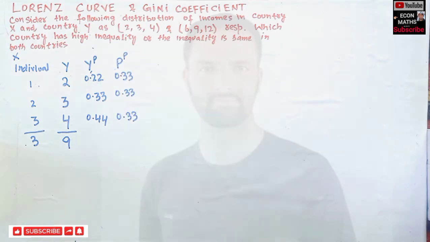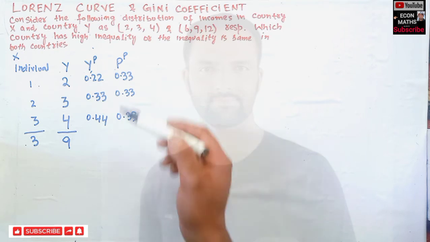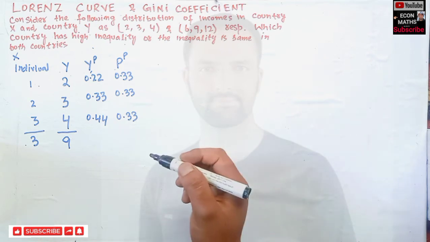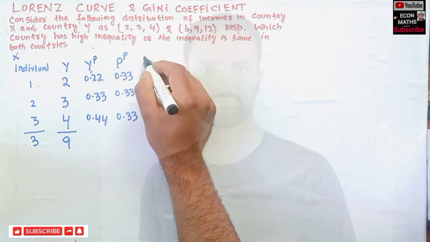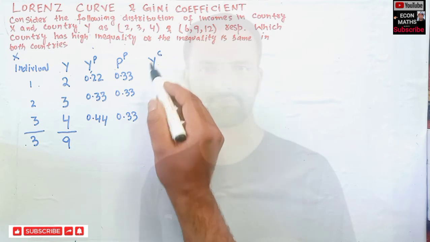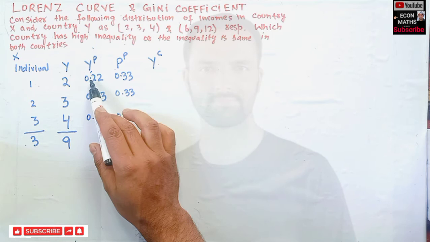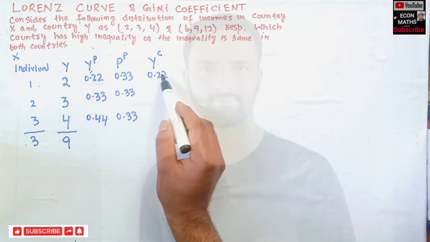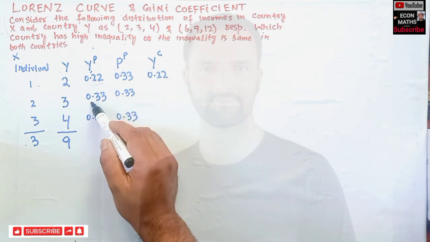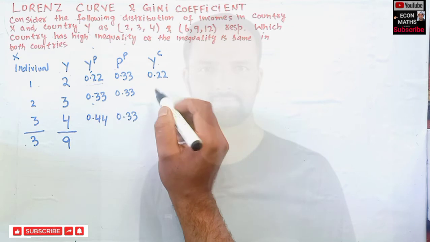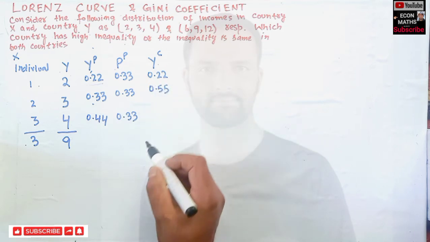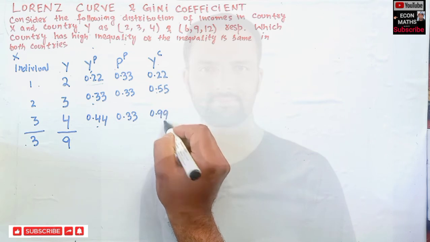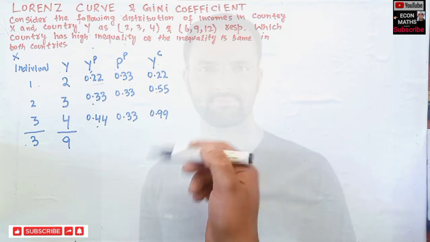Okay, so first we find the proportion of the income, then the proportion of population of each individual, and then we define the cumulative proportion of income. So let us write y superscript c is the cumulative proportion of income. This is 0.22. The cumulative proportion is simply constructed by taking the first term and adding the next term to it. So 0.22 plus 0.33 comes out to be 0.55, and to this we add the next term, that is 0.44. So this comes out to be 0.99. Okay, so this is cumulative income.